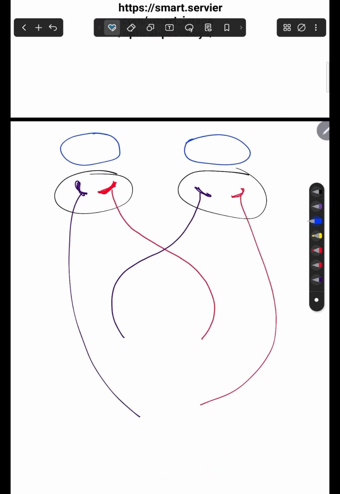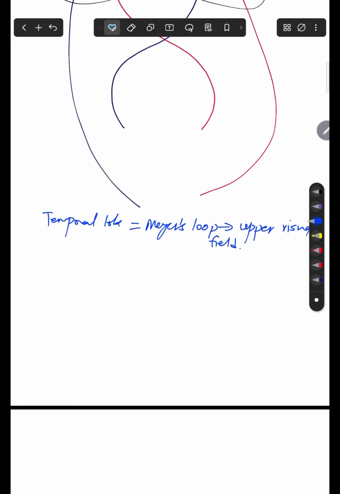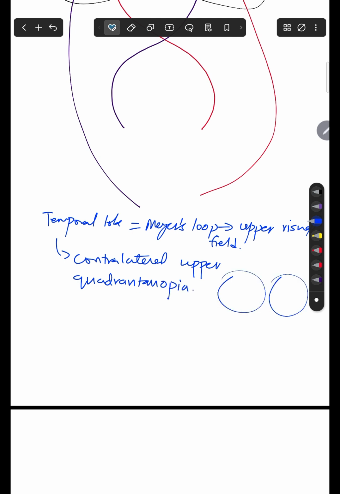This is where people panic. Don't. Temporal lobe is also known as Meyer's loop. It's important that you know that. Temporal lobe equals Meyer's loop, and it carries upper visual field information. A lesion here would present itself as contralateral upper quadrantanopia. So how it presents itself is like this.